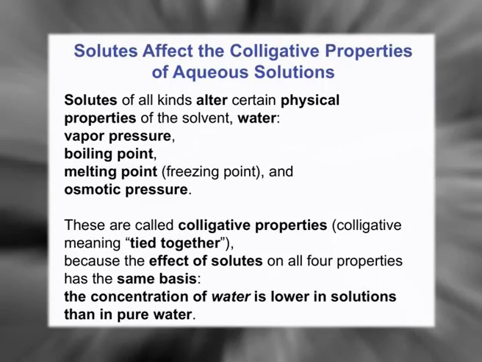Today we'll continue our discussion regarding the biological importance of water. Now there are four physical properties of water, namely vapor pressure, boiling point, melting point and osmotic pressure, which are collectively called the colligative properties. Because if the water contains any solute, then the solute will affect these four properties in a similar way.